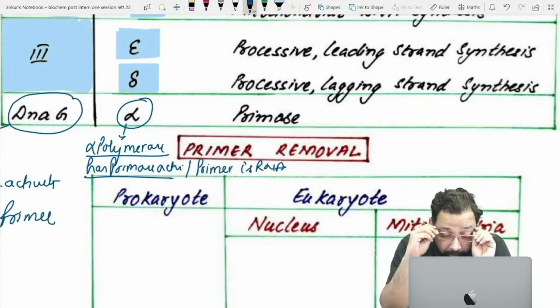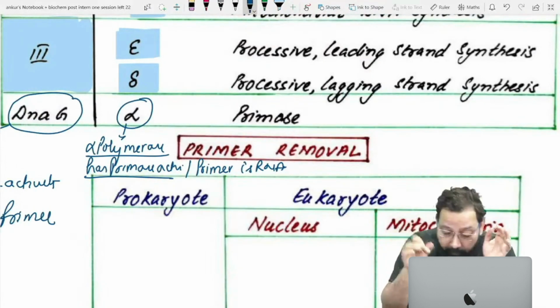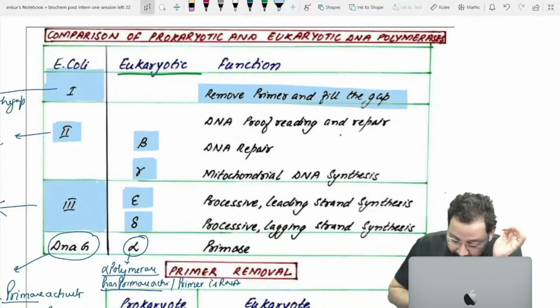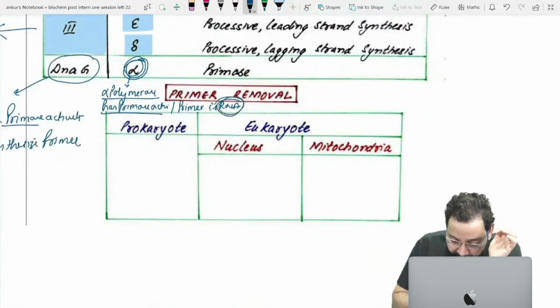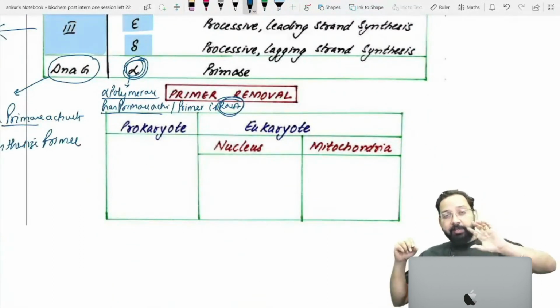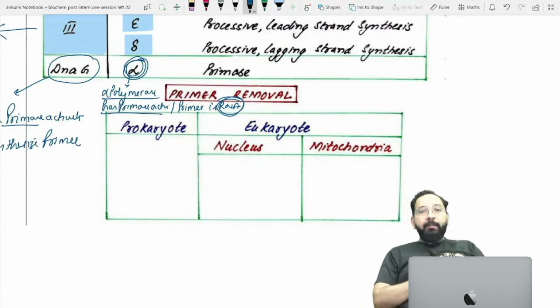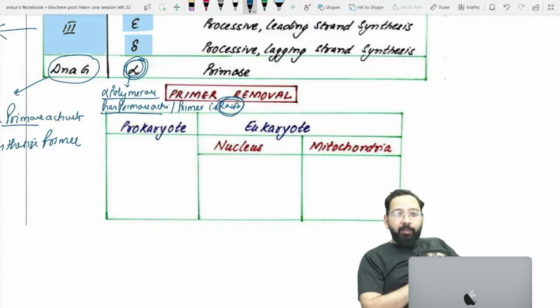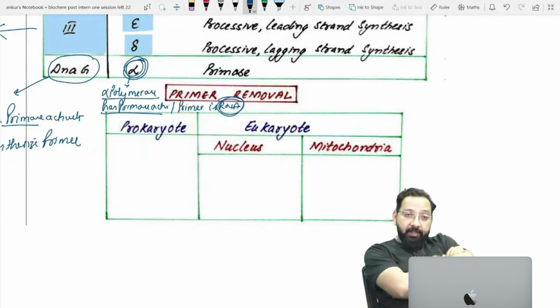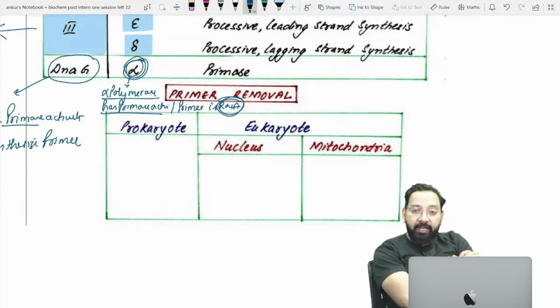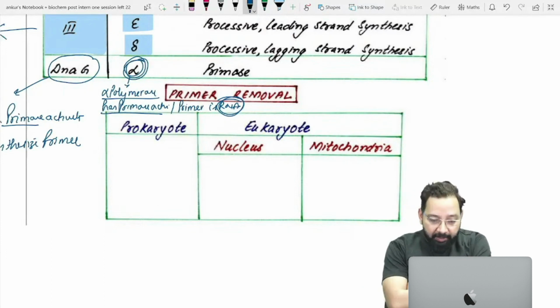So the name of this polymerase is DNA polymerase, but it is synthesizing RNA. So don't get confused. Sometimes they try to confuse you that alpha polymerase is DNA polymerase and the primers are RNA. So can it synthesize primer? Yes, it synthesizes primer. Alpha polymerase synthesizes primer, and those are RNA. Clear?